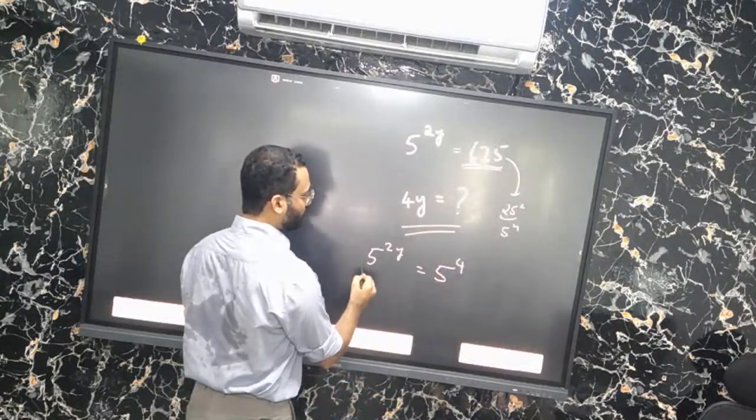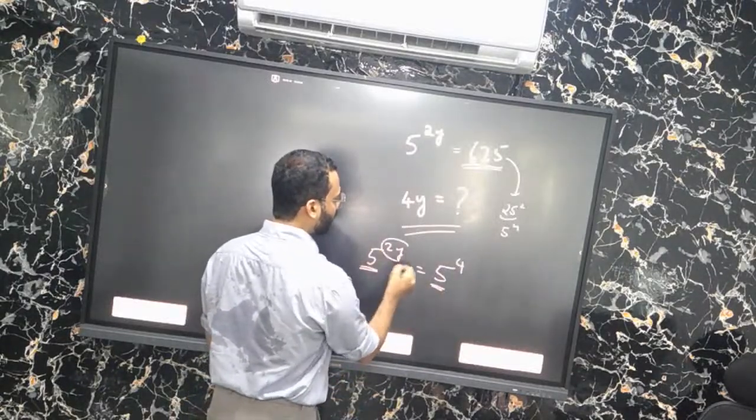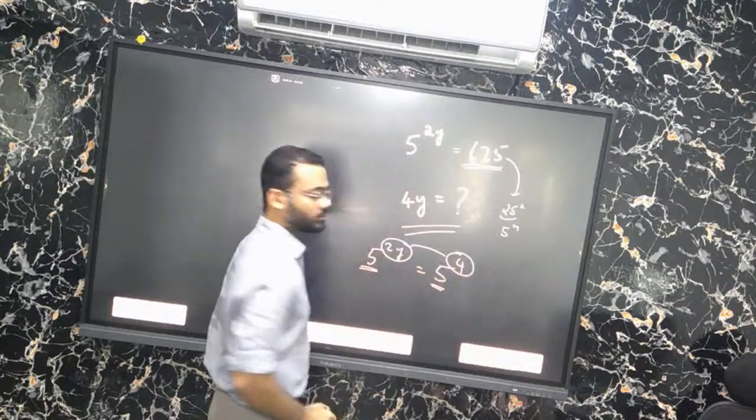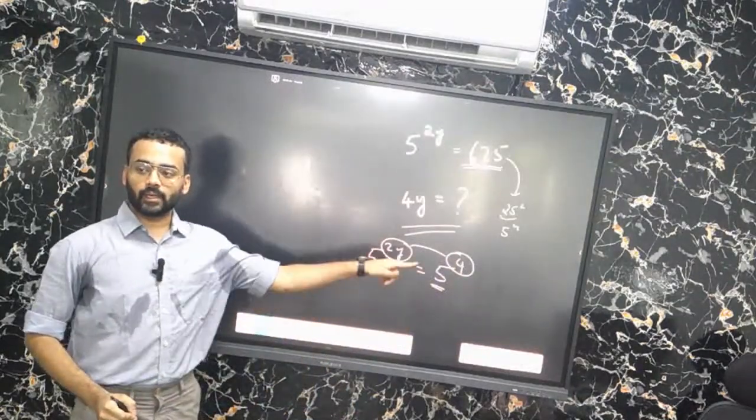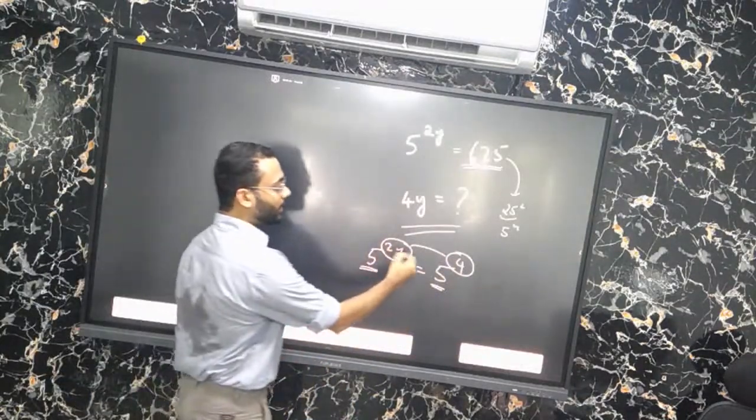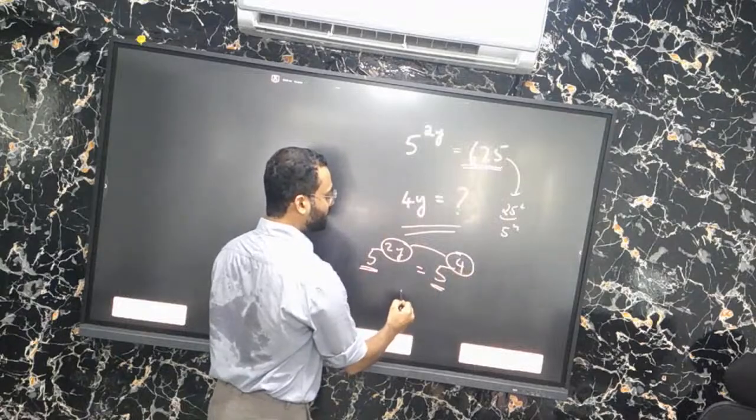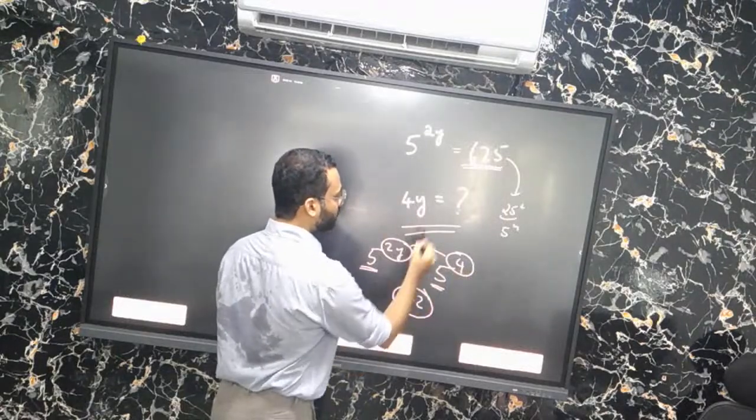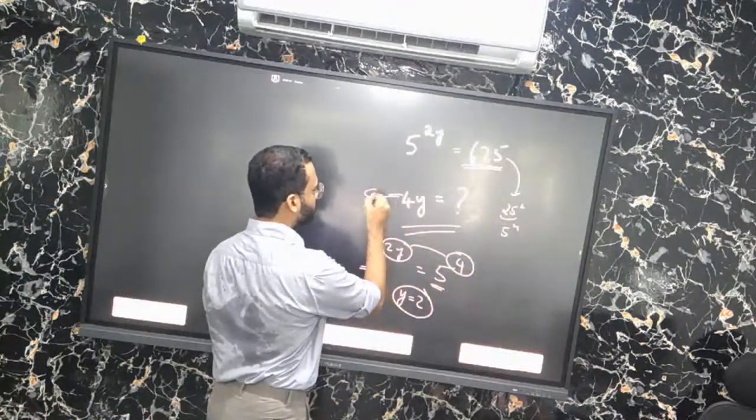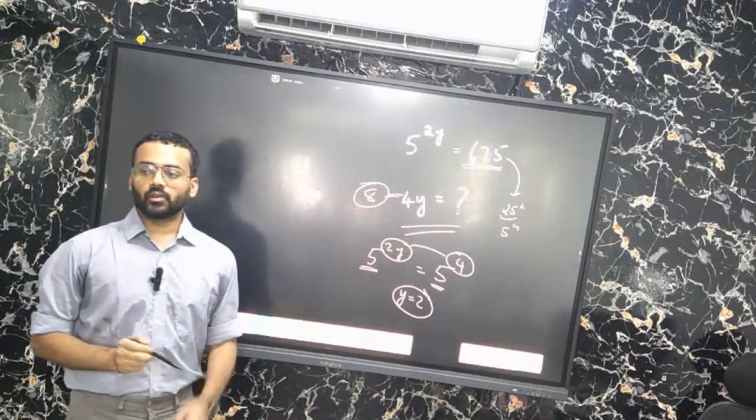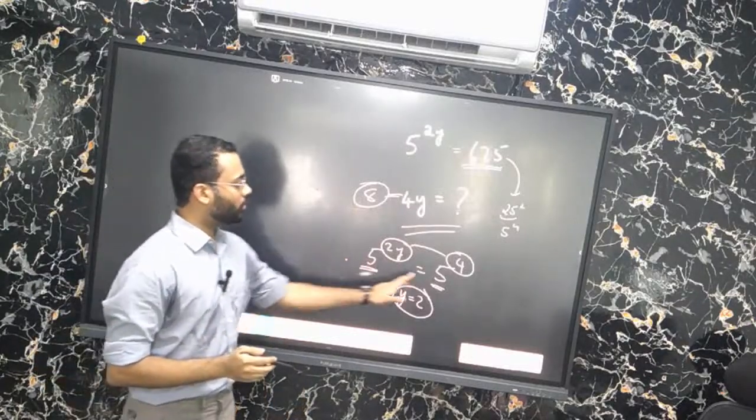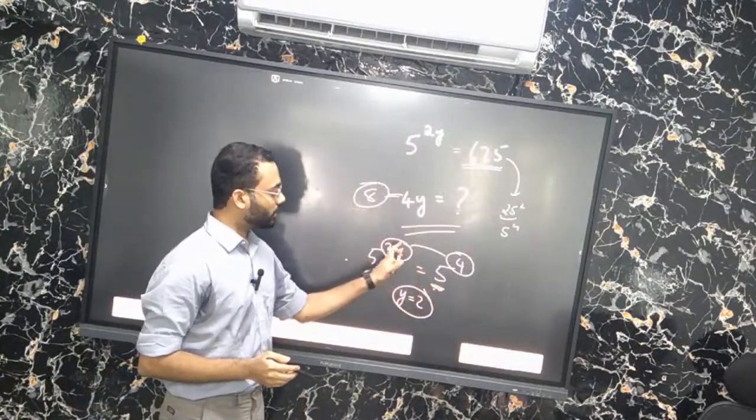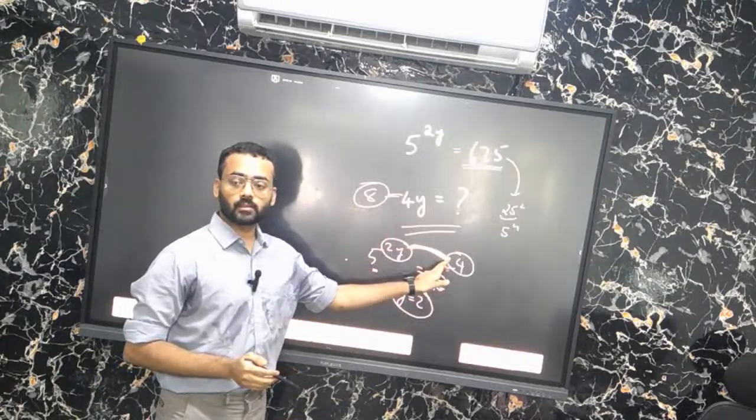See over here, when you have the base as same, then you can directly compare the powers. So 2y is nothing but 4. If 2y is 4, y is equal to 2. If y is 2, how much is 4y? Clear? So whenever you have the base equal on both sides, LHS and RHS, you can directly compare the powers.